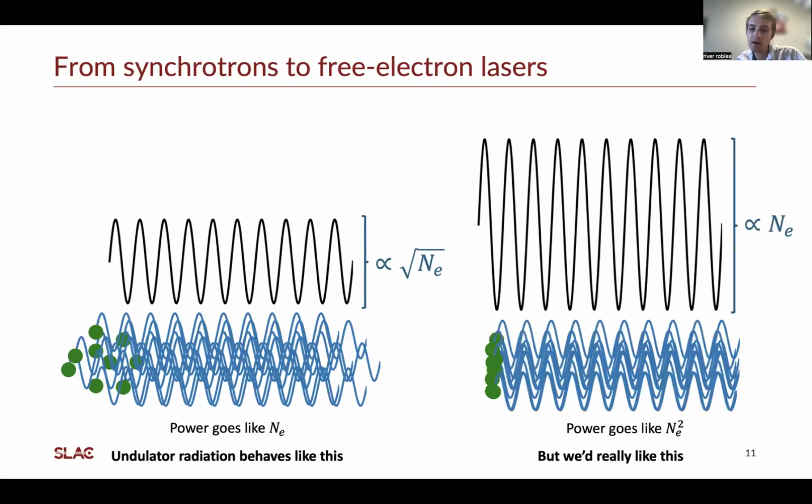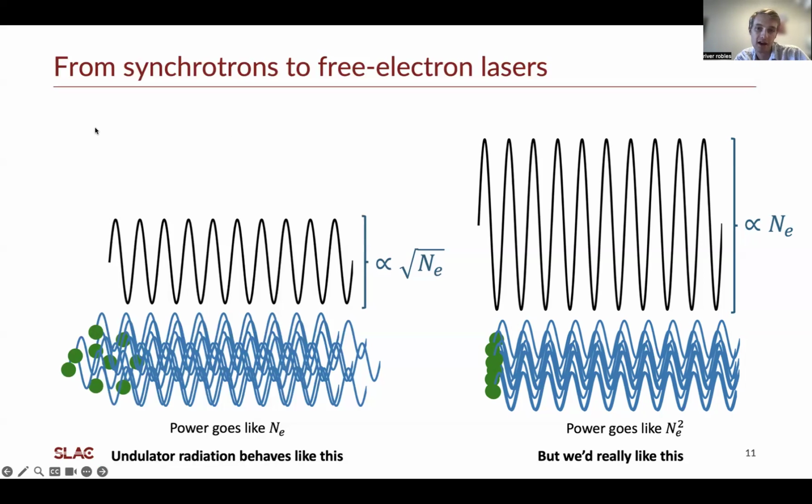But what you'd really like to do is to have a picture like this, where if we could somehow organize the electrons in the beam on the scale of the radiation wavelength, we could get it such that their waves would constructively interfere with each other perfectly, leading to a total wave whose amplitude grows linearly with the number of electrons, and power which grows quadratically with the number of electrons. And this becomes a way to get many, many orders of magnitude more X-ray power than you could get from the synchrotron with the spontaneous undulator radiation.